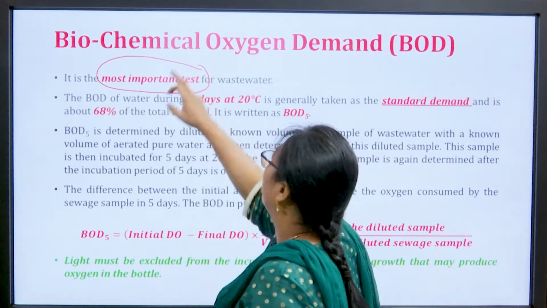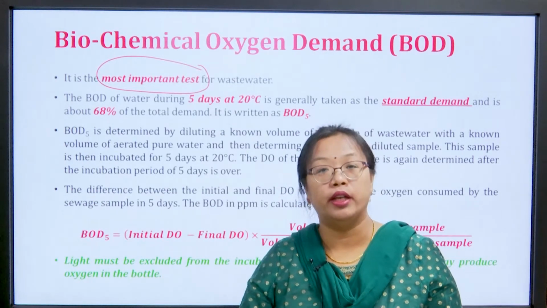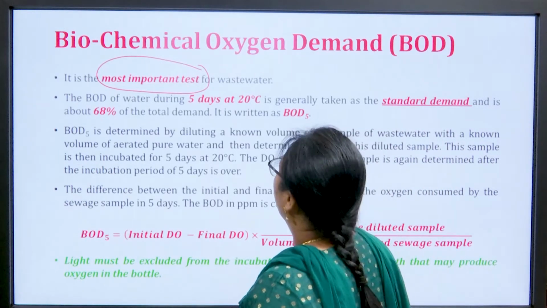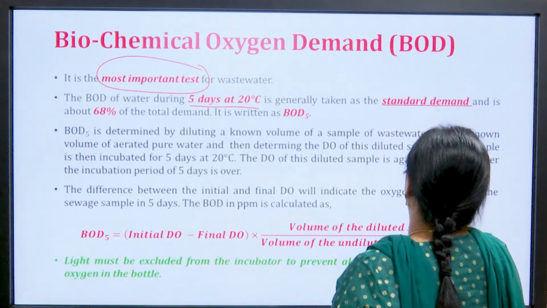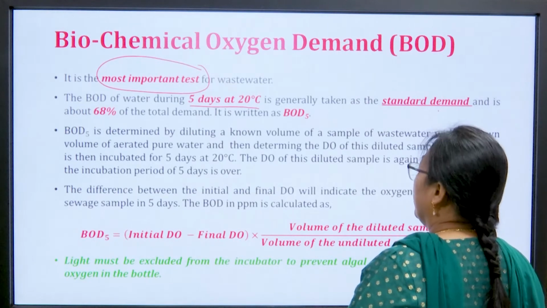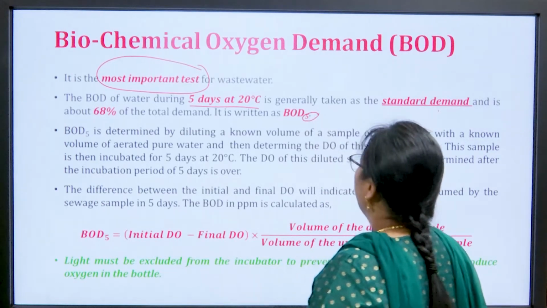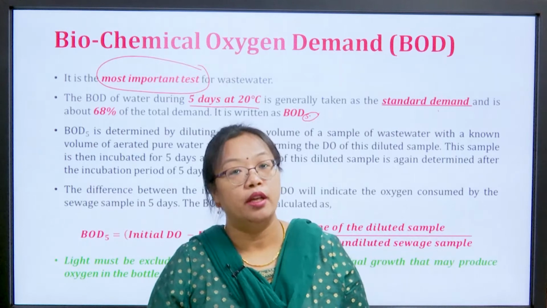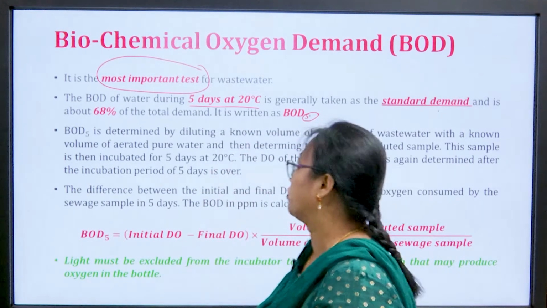It is very important, like whatever wastewater they will ask you, what is the BOD. The BOD of water during 5 days at 20 degree centigrade is generally taken as the standard demand and is about 68% of the total demand, and it is written as BOD 5. So, BOD with a suffix of 5, right. So, what is the standard? The standard is BOD for 5 days at 20 degrees centigrade.